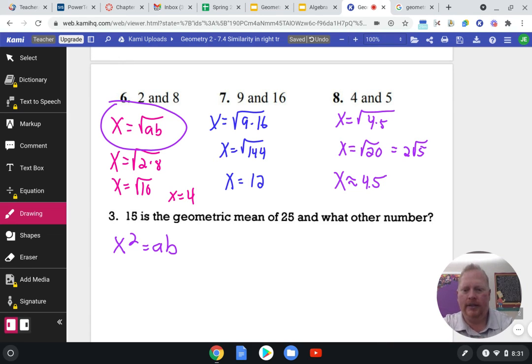So in this case, it says 15 is the geometric mean, so I'll plug that in for x. And then 25 is one of the numbers, and we don't know what the other number is. So now we can work this out. 15 squared is 225. Divide both sides by 25 and you get 9.